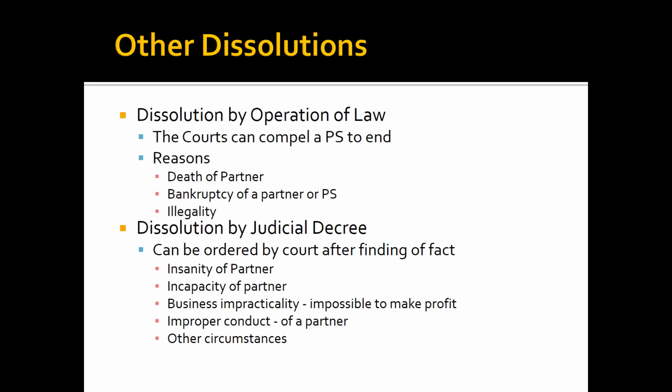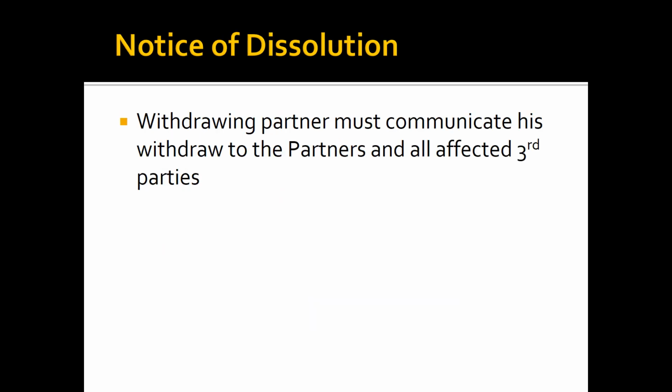Business impracticality. It's impossible for this to make a profit anymore. Improper conduct of a party, or other circumstances. So you can go in front of a judge sometimes, and the judge can say, you know, this is just a mess, and we don't want to have this partnership around anymore. We're going to dissolve it. Withdrawing partners communicate their withdrawal to the partners and all affected third parties. Let people know you're pulling out. Let people know that you're not in the partnership anymore.